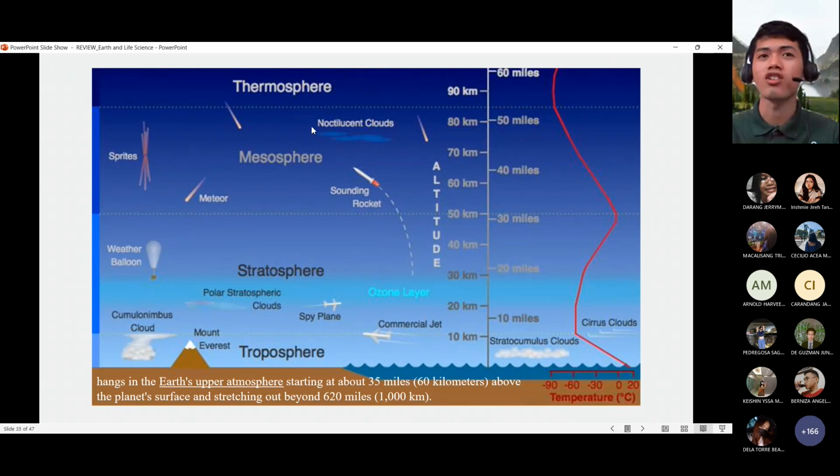Okay, those electrically charged molecules are found in the thermosphere and mesosphere. In the troposphere, we can see Mount Everest.